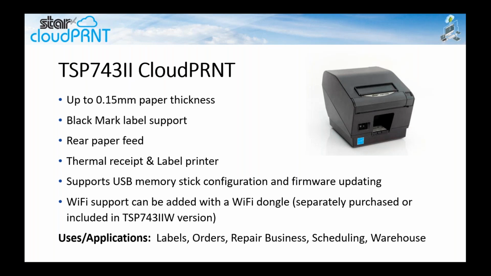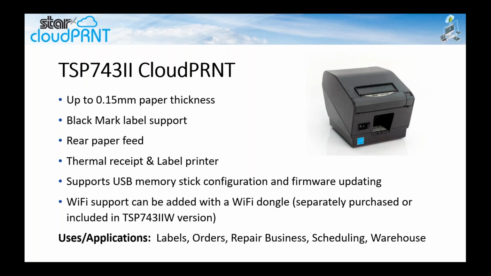For example, if you have pre-printed tickets that you need to align properly. It's got rear paper feed, so you can reduce the top margin on a label when you're trying to print onto a small label. You don't want to have very much top margin. And it's nice because you can use either receipts or labels on this printer. So if you want to standardize on one printer series, you can do that.